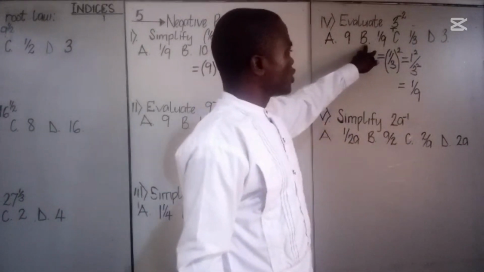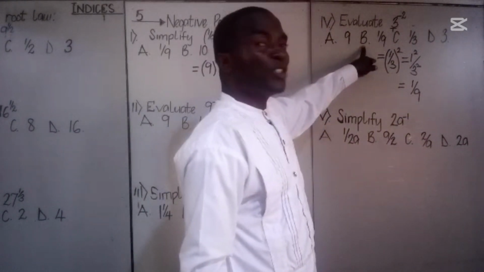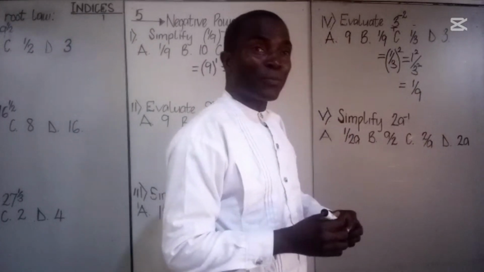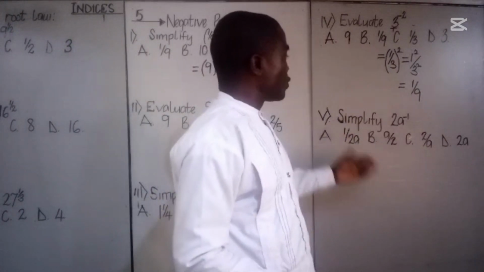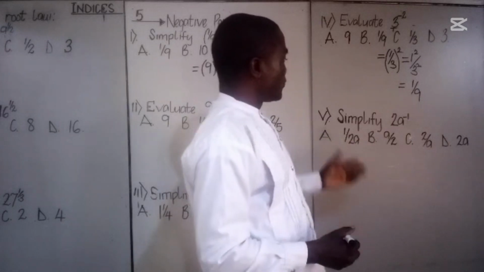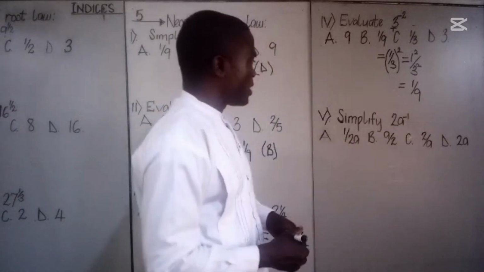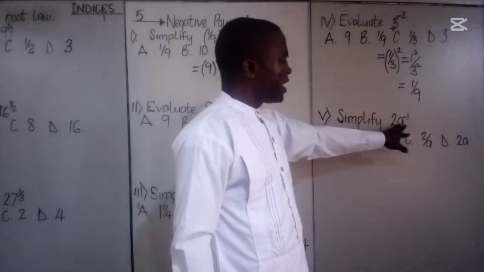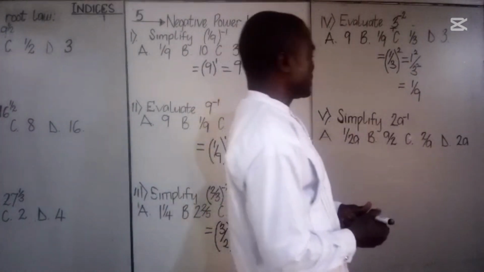And the most appropriate option here is option B. Option B. I want to believe it's clear to everybody. That is good. So we proceed to the last example before we go into class assessment. Here is example 5. Simplify 2a raised to power minus 1.